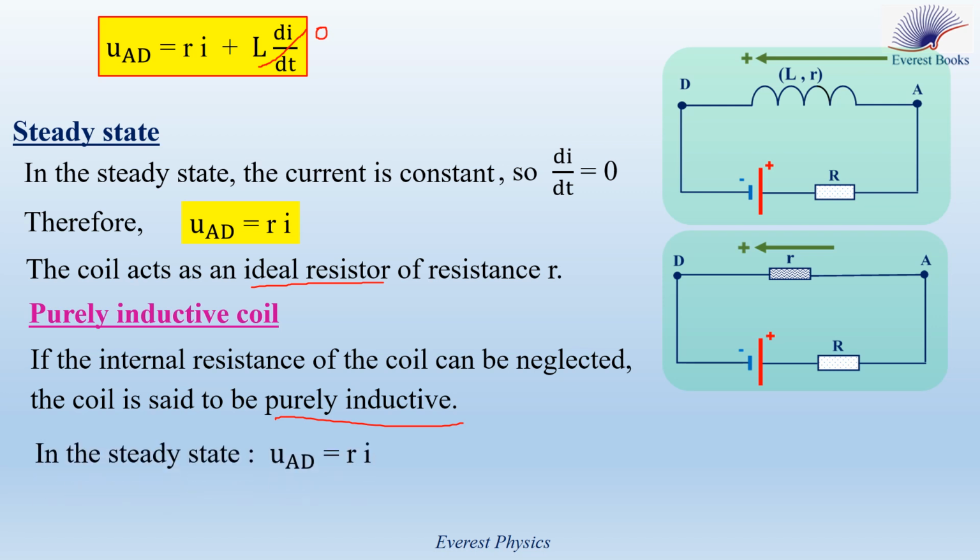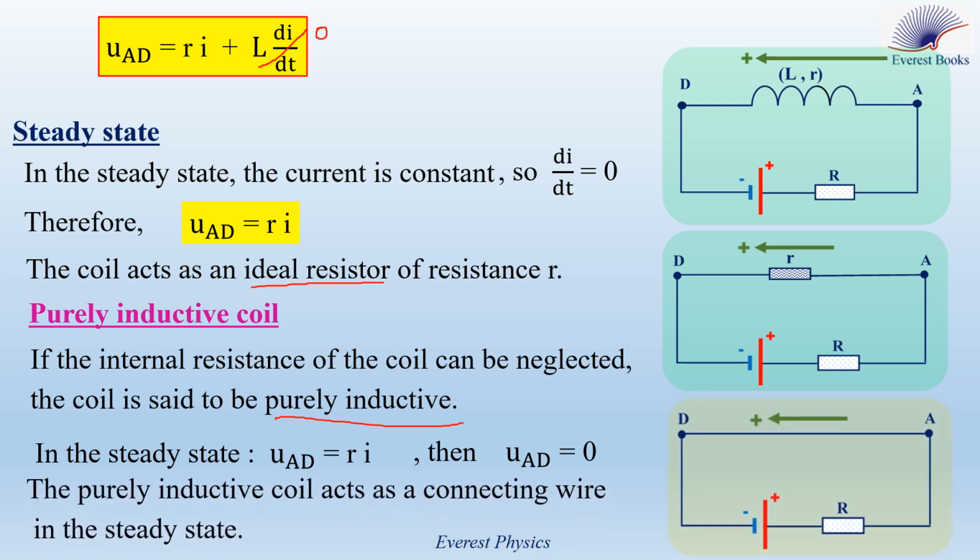We know that in the steady state, the potential difference across the coil is equal to the internal resistance of the coil times the current in the coil. Now, if we replace R by 0, the potential difference across the coil in the steady state becomes equal to 0. And we know that the voltage across a connecting wire is equal to 0. Finally, we can conclude that the purely inductive coil acts as a connecting wire in the steady state, as shown on the third figure.